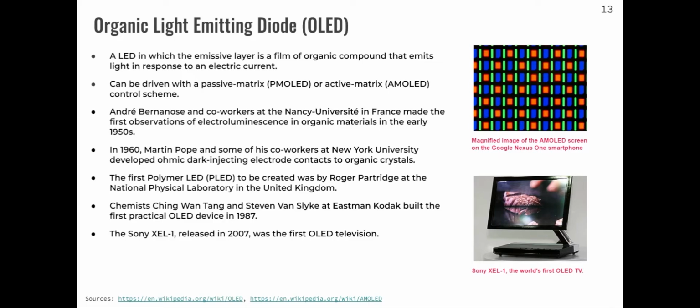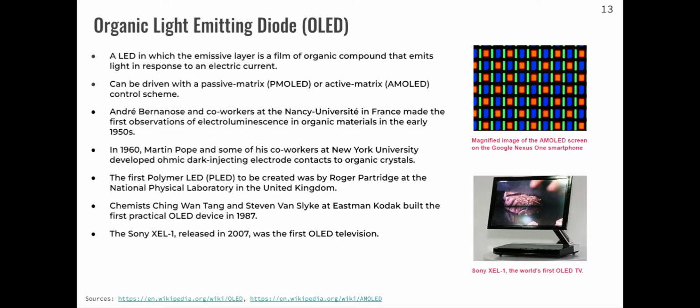Andre Bernanos and co-workers at the Nancy University in France made the first observation of electroluminescence in organic materials in the early 1950s. In 1960, Martin Pope and some of his co-workers at New York University developed ohmic dark injecting electrode contacts to organic crystals. These contacts are the basis of charge injection in all modern OLED devices. Pope's group also first observed DC electroluminescence under vacuum on a single pure crystal of anthracene.